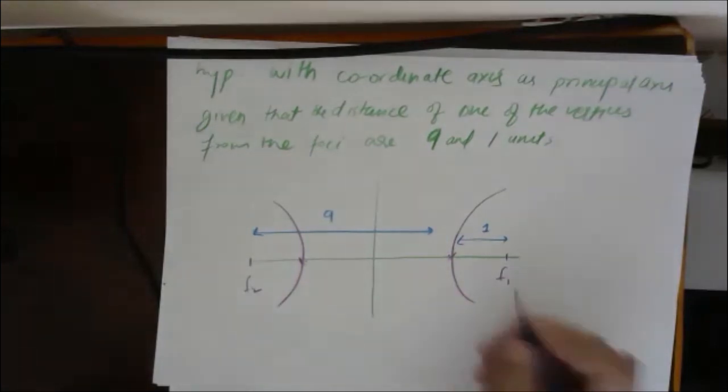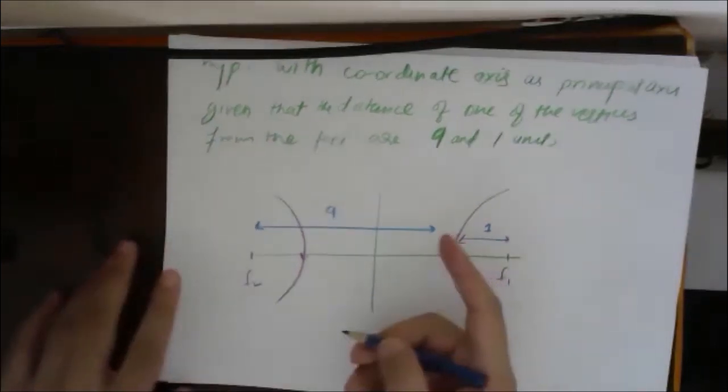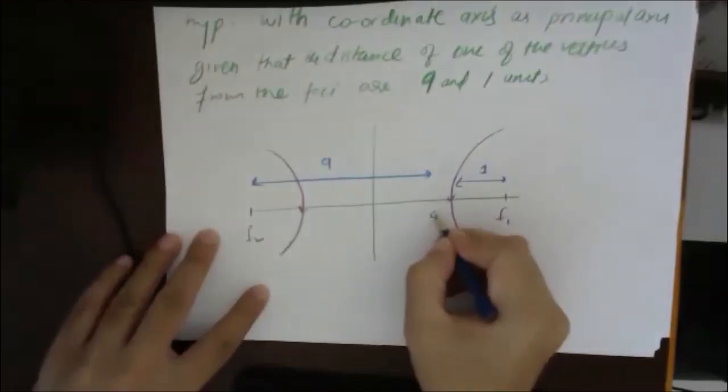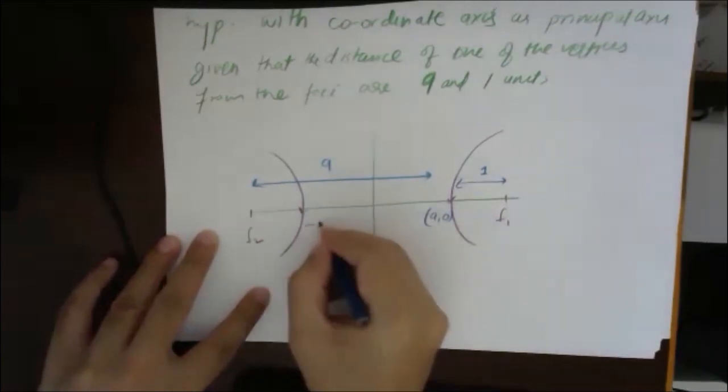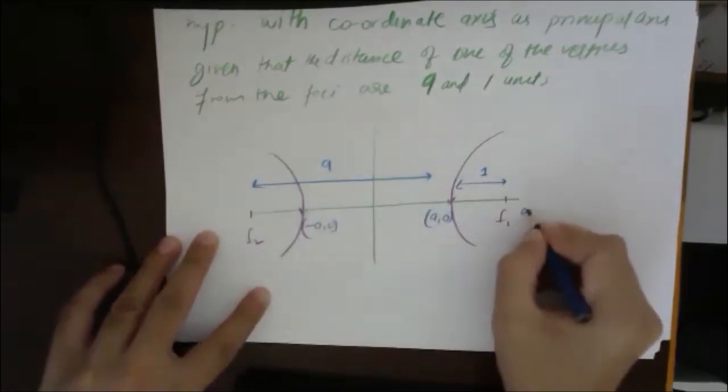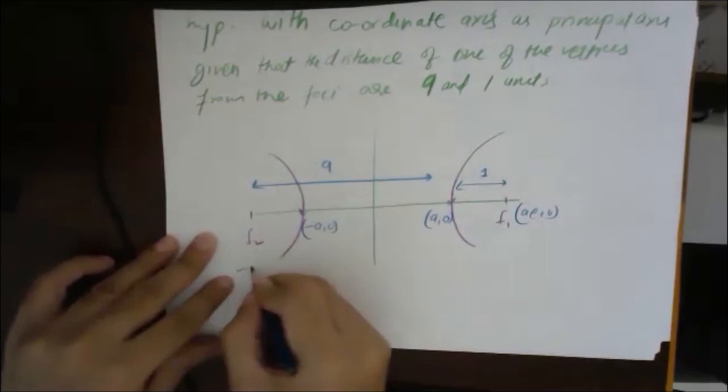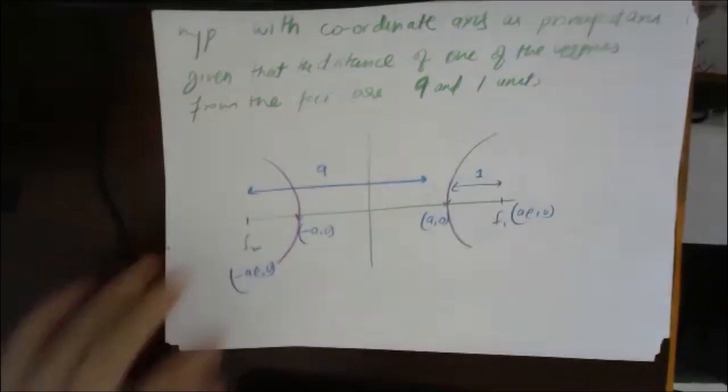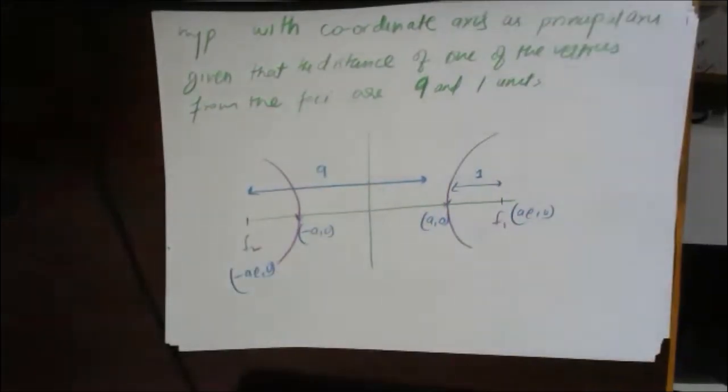So we will write the simplest form of the hyperbola. The vertices will be (a, 0) and (-a, 0), and the foci will be (ae, 0) and (-ae, 0). Everybody understood? Now what equations can you form?